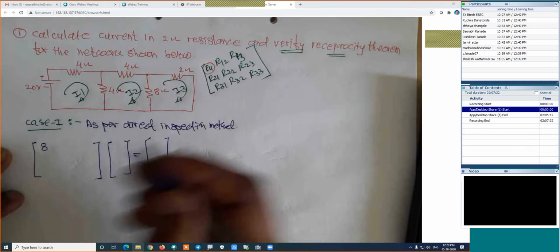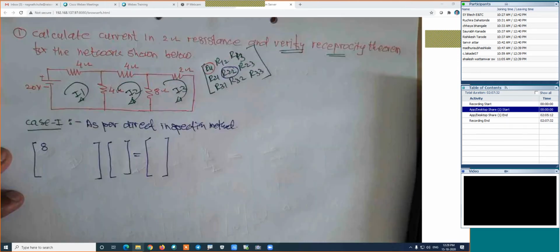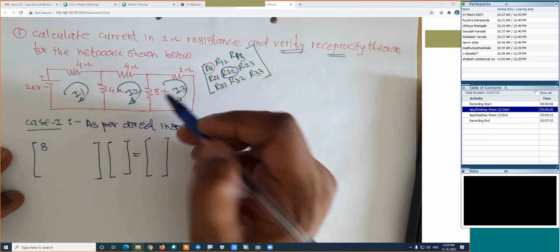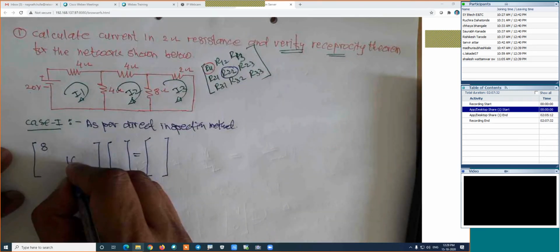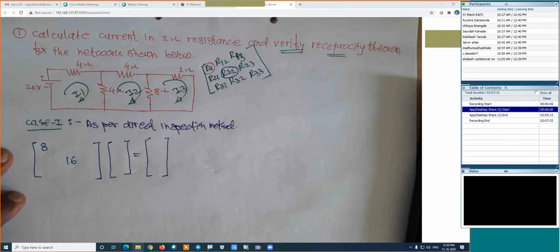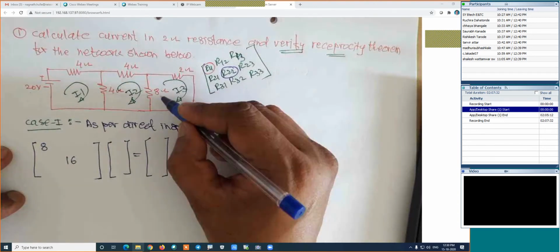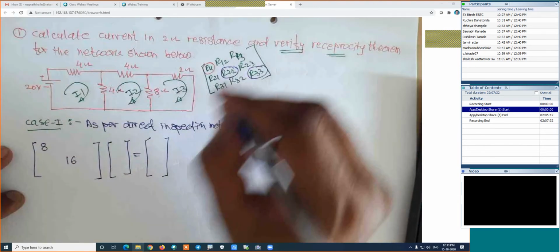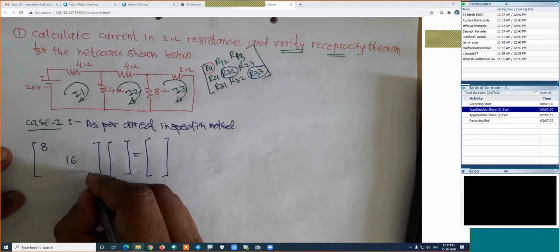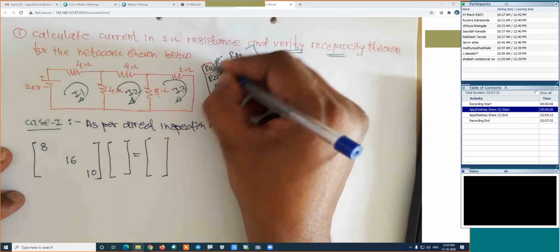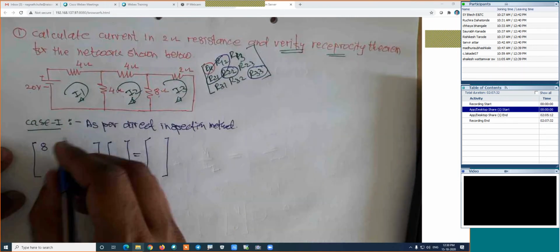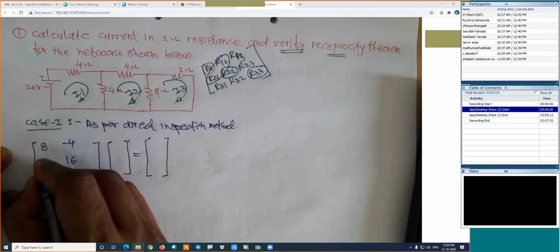This value is 8. Find out R22. How is R22? This is 4 plus 4 plus 8, that is 16. In this method, only diagonal elements are positive, remaining all elements are negative. And what is the last? R33 is 8 plus 2, which is 10. The resistance common for the first and second loop is 4, so this is minus 4.